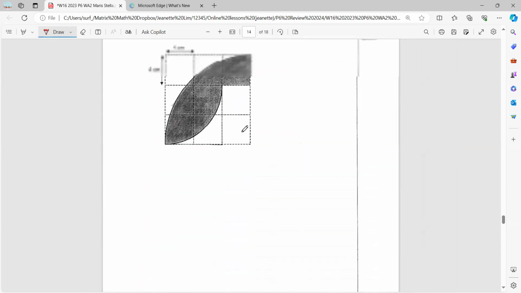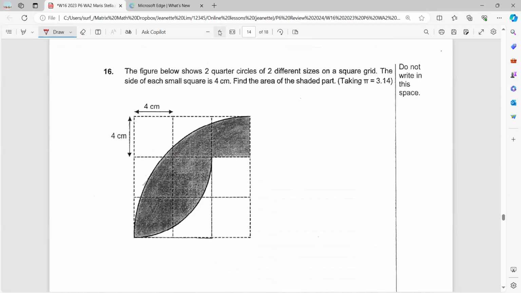Next, question 16. Figure shows two quarter circles. So this is one big quarter circle, and this is the other one. Two quarter circles of two different sizes on a square grid. The side of each small square is 4 cm. Find area of the shaded part.